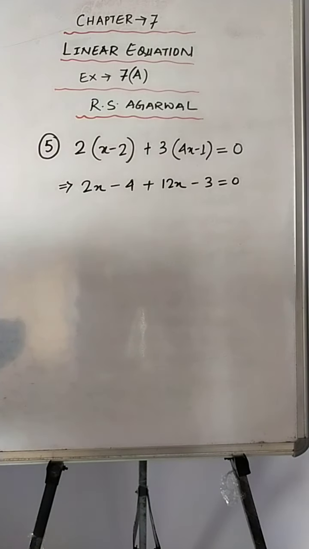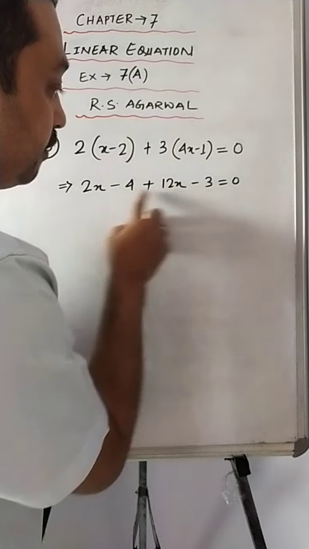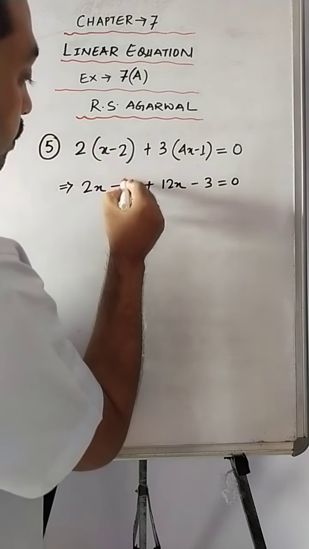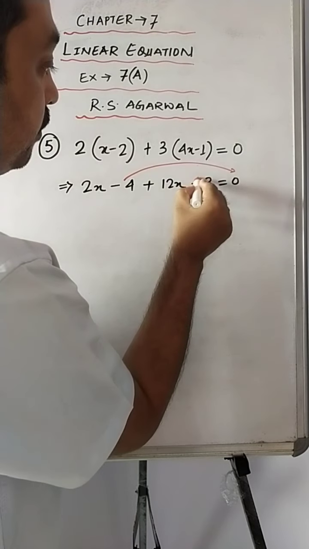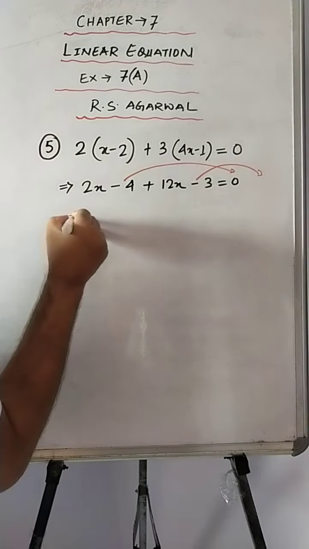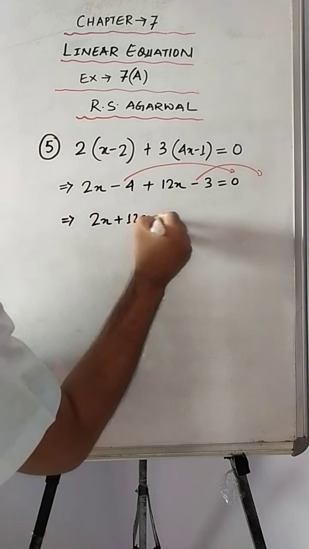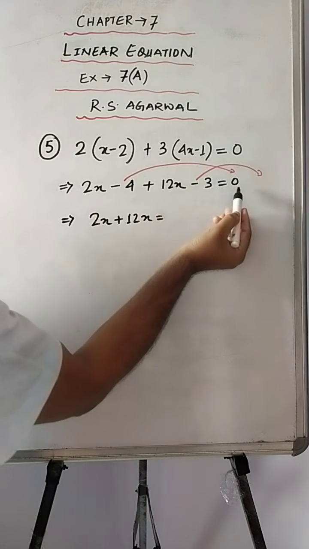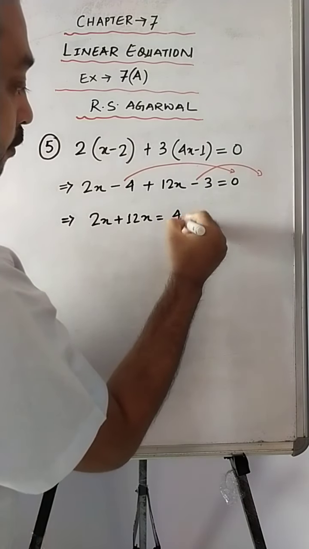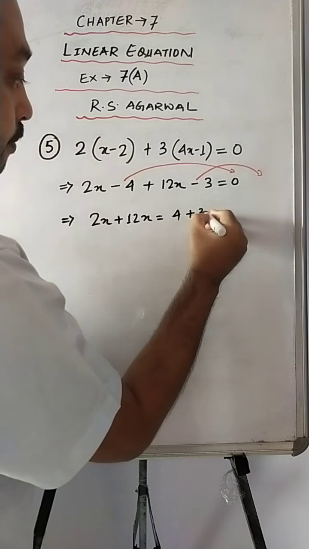Now we'll take all the constant terms, the terms which are not carrying the variable x, towards the right hand side. So we'll take minus 4 and minus 3 to the right hand side. It will look like 2x plus 12x equals, no need of writing 0. Minus 4, when transposed to the right hand side, becomes plus 4, and minus 3 again becomes plus 3.